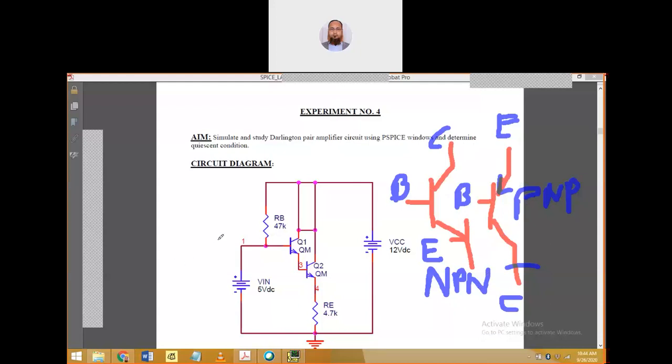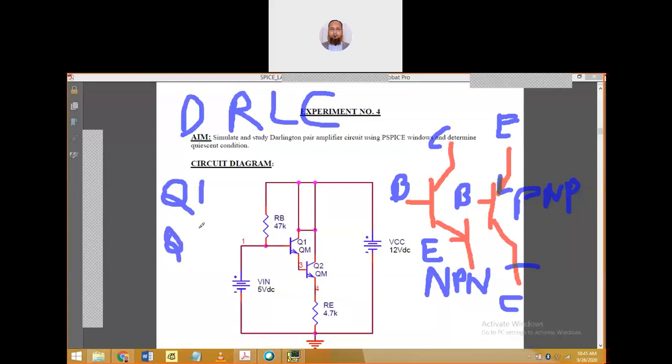Now the question is how we represent a BJT in SPICE. The symbol for a BJT is Q, like for a diode it is D, resistance it is R, inductor it is L, capacitor it is C. Similarly for the BJT the symbol is Q. If there is more than one BJT, we will write Q1, Q2, Q3 like that, but the symbol will always remain Q. Small q or capital Q doesn't matter, as I already told you, SPICE is case insensitive. So this is about the BJT symbol.